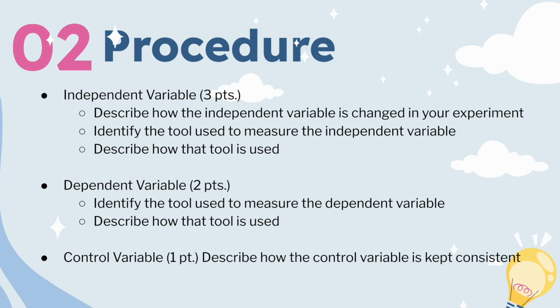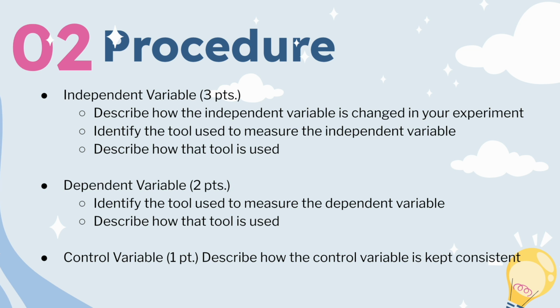Next, you should be able to identify the dependent variable from your text. Let's say your dependent variable is acceleration. I should see what tool you used to measure the acceleration and how you used that tool. So if you used a motion detector, that should be in your procedure.